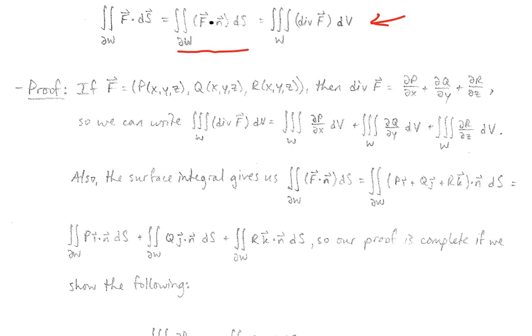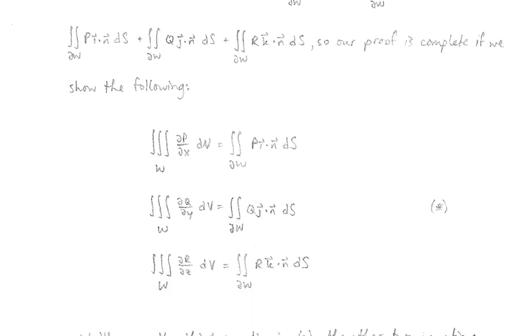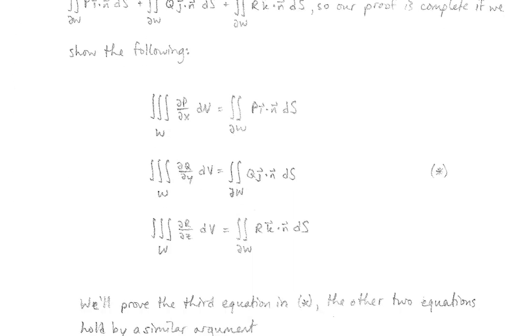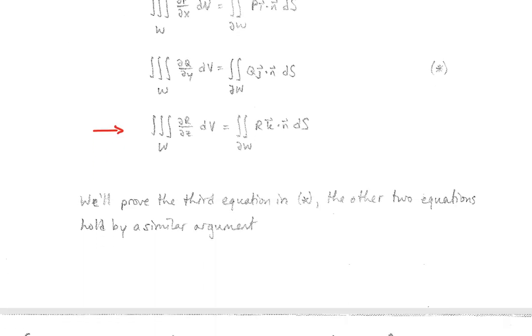So the triple integral broke up into the sum of three, and the double integral broke up into the sum of three. So if we can show that corresponding triple and double integrals are equal, then our proof is complete. So we want to show that each of these three equations holds. Now we're only going to prove one of these because the other two hold by a similar method and a similar argument. So we're not going to go through all three of these. But we are going to work with the third one here. We're going to show that the triple integral over W of R sub z dV is equal to the double integral over ∂W of R times k hat dot n hat dS.